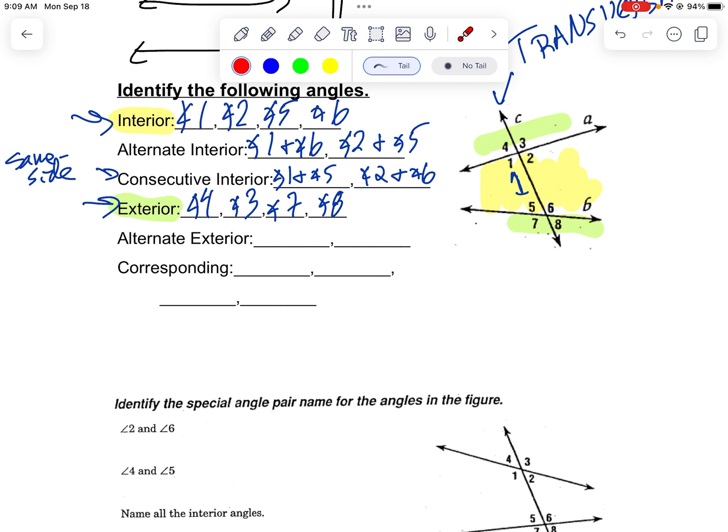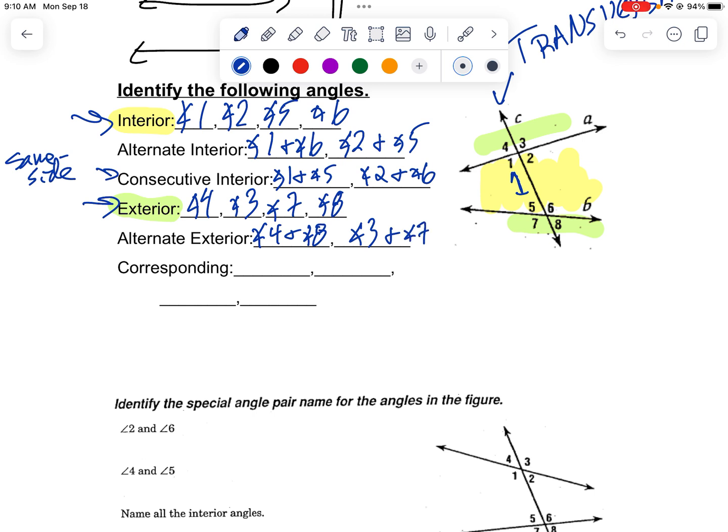Alternate exterior is the same thing as interior except on the outside. So like 4, on the opposite side of 4 is 8. So 4 and 8 will go together. All right. And then 3 would match up with 7. Angle 4 and angle 8, and angle 3 and angle 7.